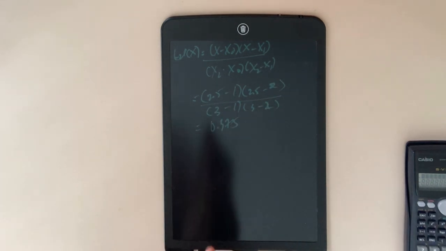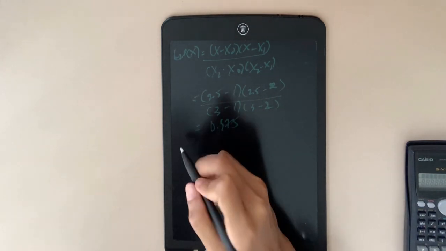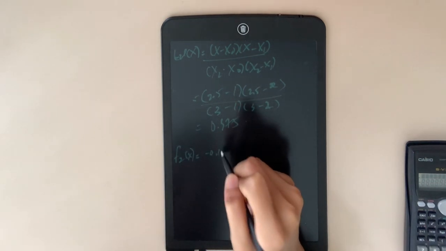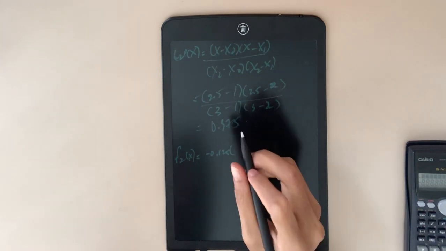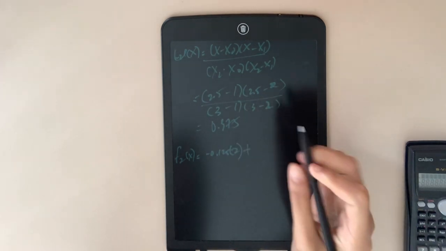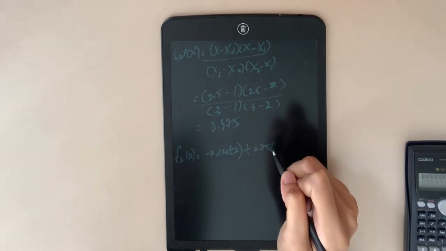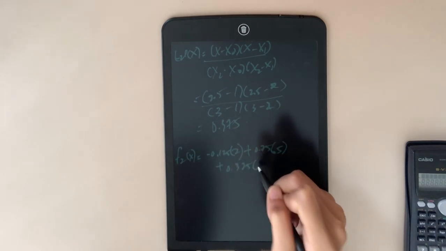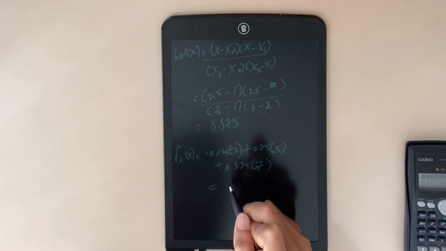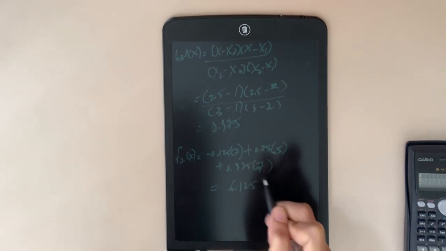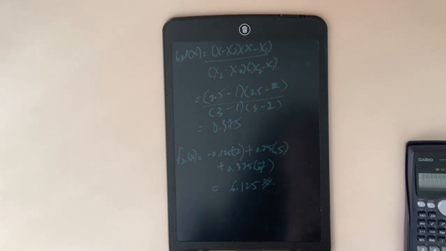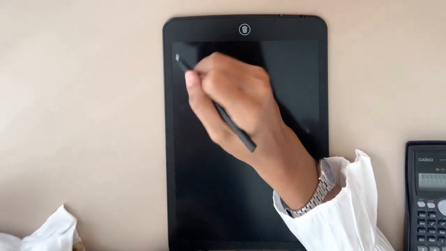So you already have all the L's: L0, L1, L2. So substitute back into your equation just now, F2x, right? So L0 just now was negative 0.125. Okay, what is your Fx0? Your Fx0 is 2. Plus 0.75, your Fx1 here is 5. Plus 0.375, your Fx2 here is 7. So the final answer that you should get is 6.125.